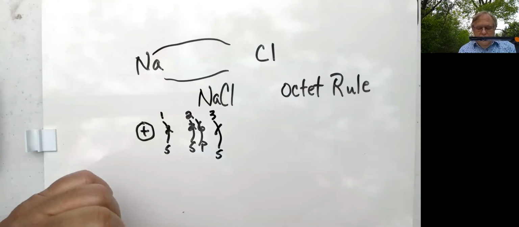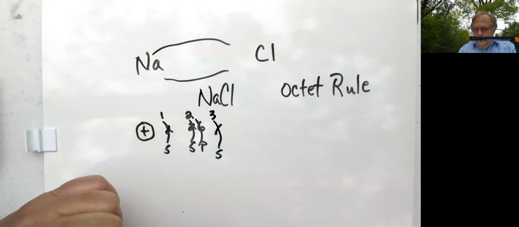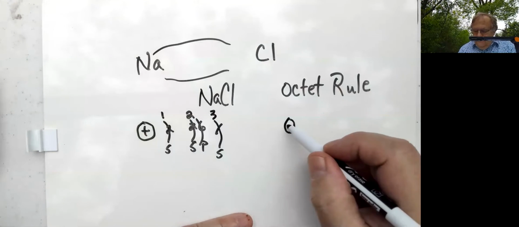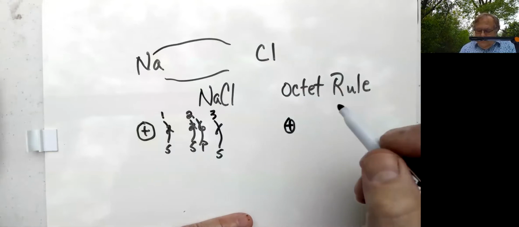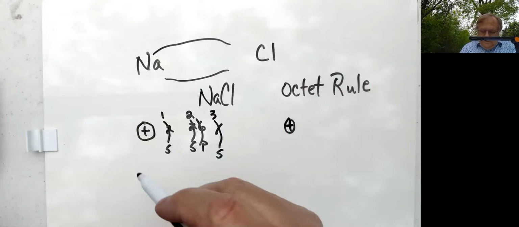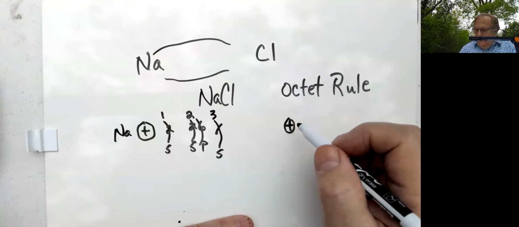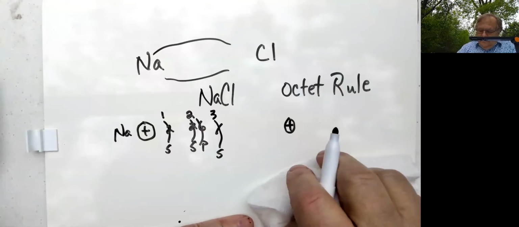So that's sodium's electron configuration. And then over here, we'll put chlorine. Let's label this sodium. And let me move that nucleus a little to the right here.